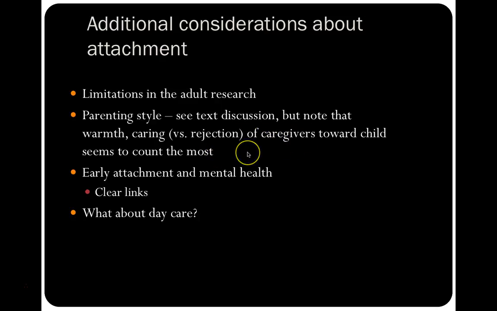So warmth, the caring of caregivers toward the child seems to count the most. That seems to be a very, very important variable. Okay, so if your mother is very warm, caring, doesn't push you away, basically, if there's a lot of that there, and it's consistent, you're going to get secure attachment. Okay, we know that early attachment is associated with later mental health.